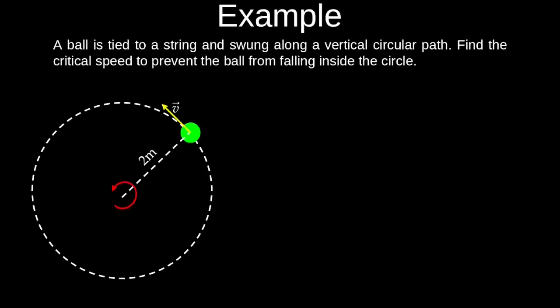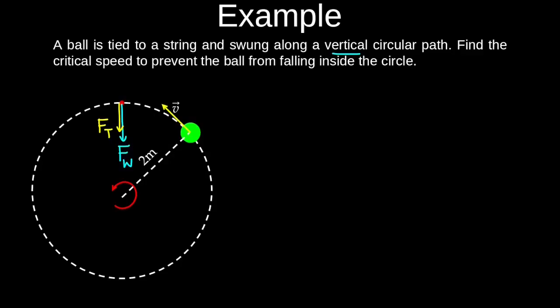A ball is tied to a string and swung along a vertical circular path, and we're asked to find a critical speed to prevent the ball from falling inside the circle. Well, the critical point in a circle is at the top, because that's where the force of weight is pointing in the same direction as the tensile force in the string.